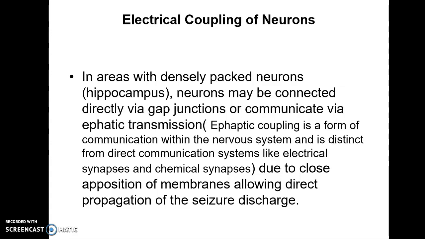Ephaptic coupling is a form of communication within the nervous system and is distinct from direct communication systems like electrical synapses and chemical synapses. It is not the same as electrical or chemical synapses. So these are not called transmission but ephaptic coupling, due to close opposition of membranes, allowing direct propagation of seizure discharge. A particular neuron gives a seizure discharge. This discharge will transmit not only through chemical or electrical methods; it can also propagate through ephaptic coupling.